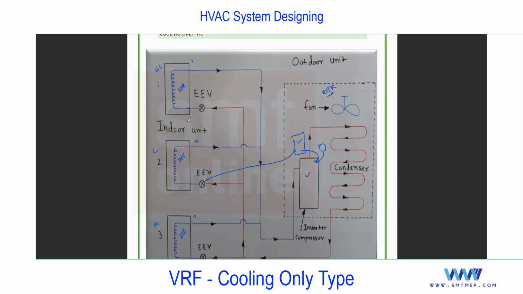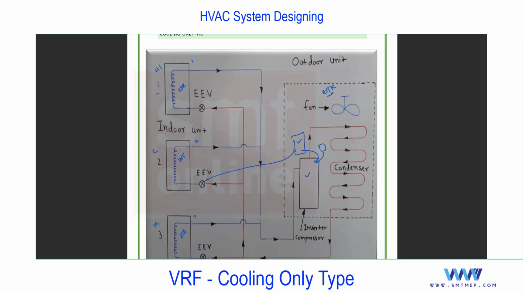So what will happen? For example, all these 3 rooms' machines are on. So the compressor will run at full load and supply the refrigerant to all these indoor units, and all the electronic expansion valves are fully open. After say 15 minutes or half an hour, room 1 attains the temperature. And you know this, already discussed now.